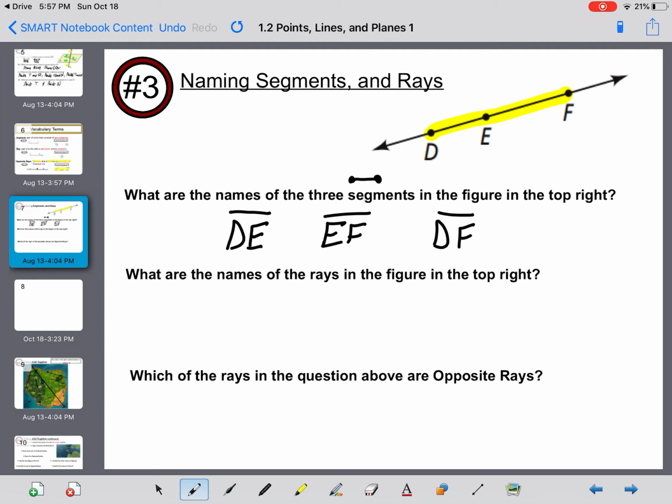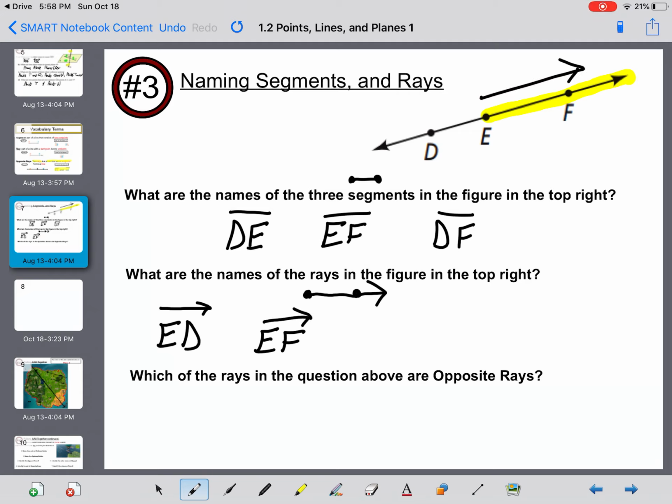What are the names of the rays in the figure at the top? So remember, a ray has an endpoint and then an arrow, meaning it continues. Okay, so the first one I see is ray ED. And remember, you point your arrow in the direction that it trends, so ED. The next one I see is EF, continued. EF, trending in the direction of F because that's where it continues infinitely.